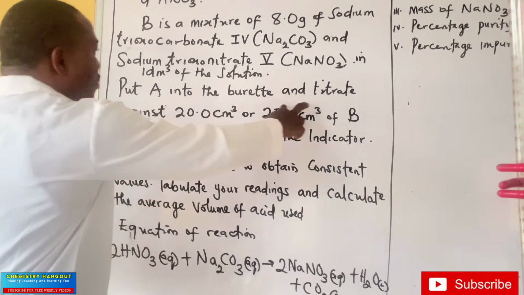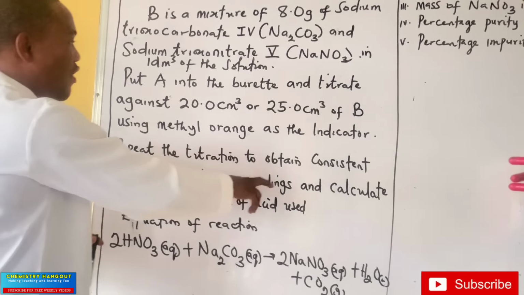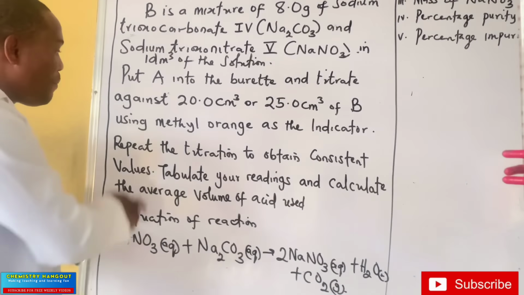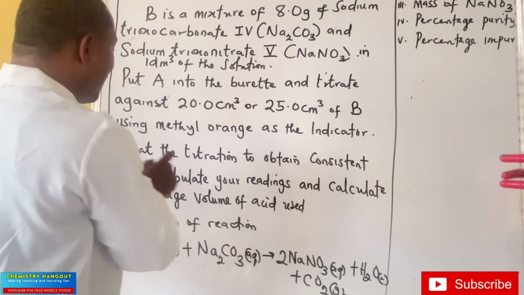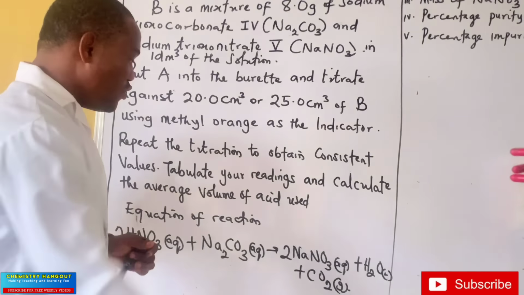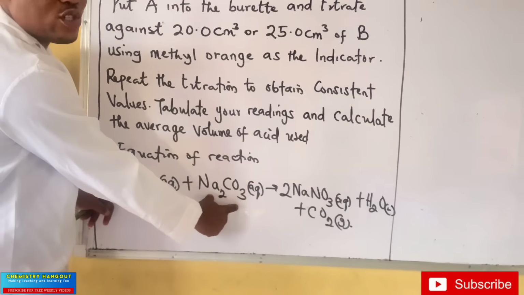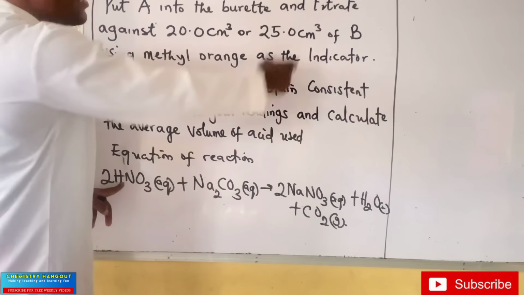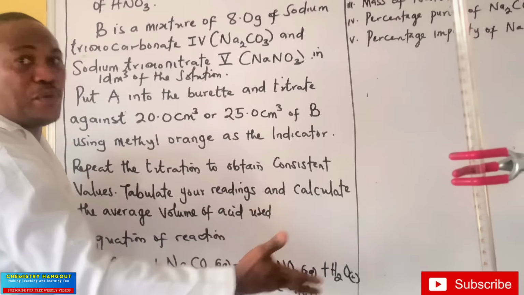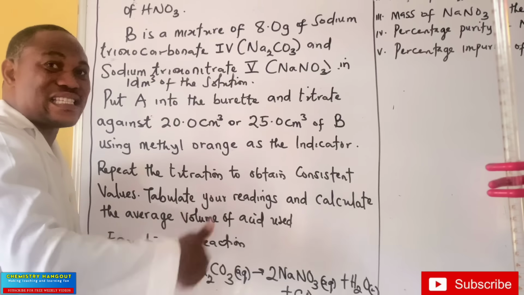Put A into the burette and titrate against 20 or 25 centimeter cube of B using methyl orange as the indicator. Repeat the titration to obtain consistent values, tabulate your readings, and calculate the average volume of acid used. Now, if you come to the equation, you will see that the acid is reacting with only the sodium carbonate, because the sodium nitrate is acting as an impurity. Do you get that now? So the sodium nitrate there is acting as the impurity.